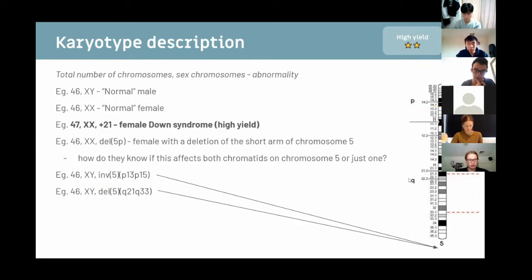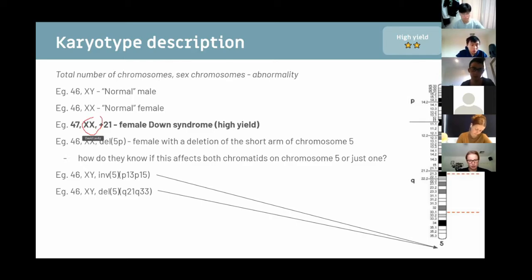These are some high yield points. This is quite examinable. They'll write in this notation, so it's important to understand. There are 46 chromosomes. The sex chromosomes are XY. This is a normal male. Down syndrome has an additional 21 chromosome, so you write plus 21. You know it's a female because it's XX.